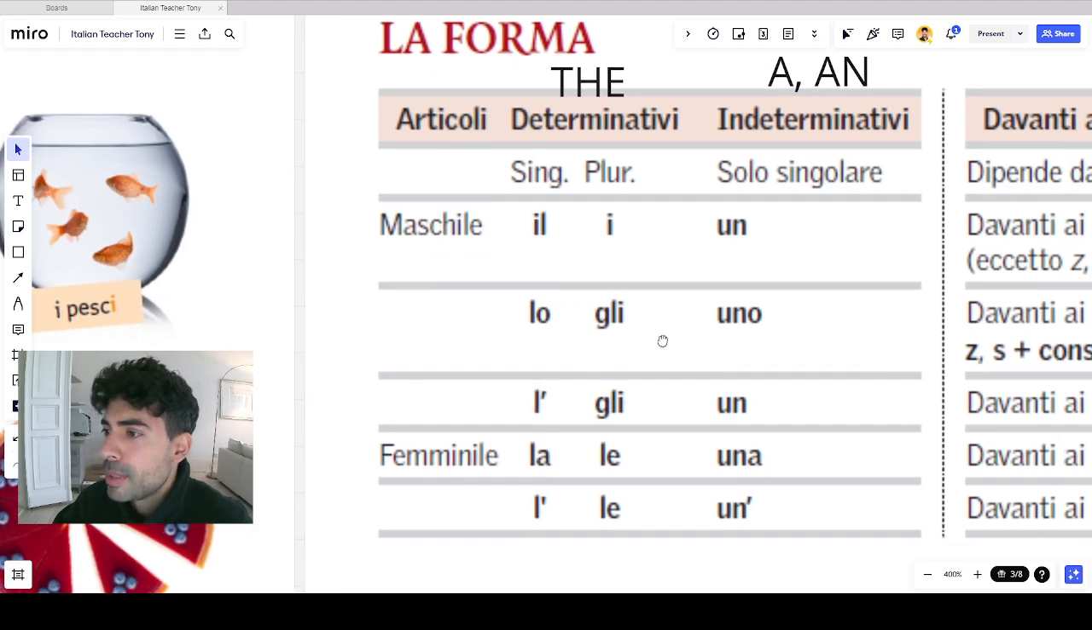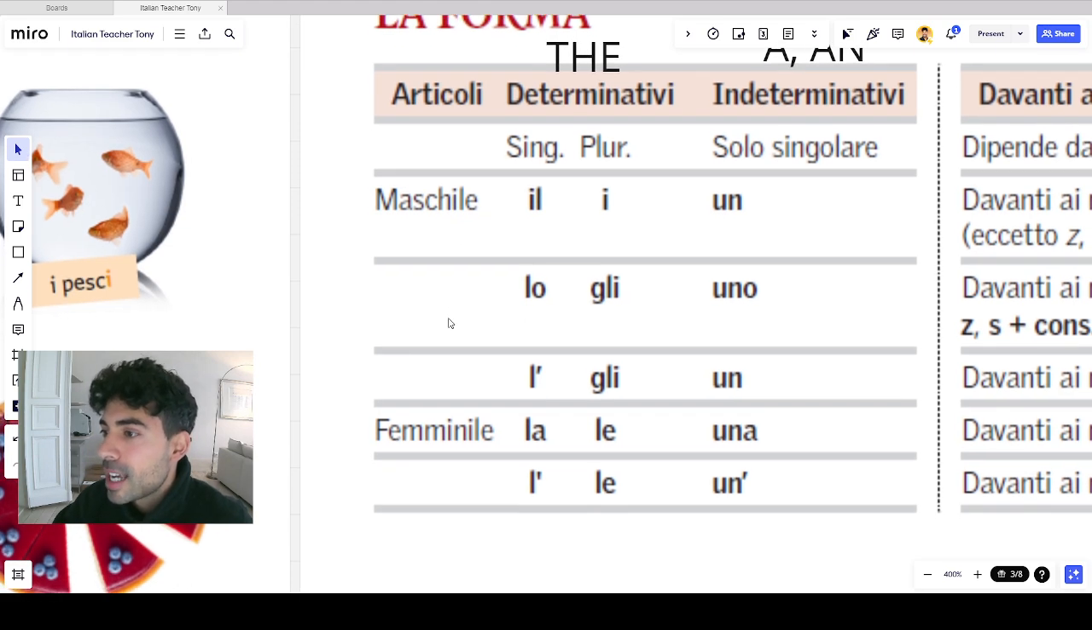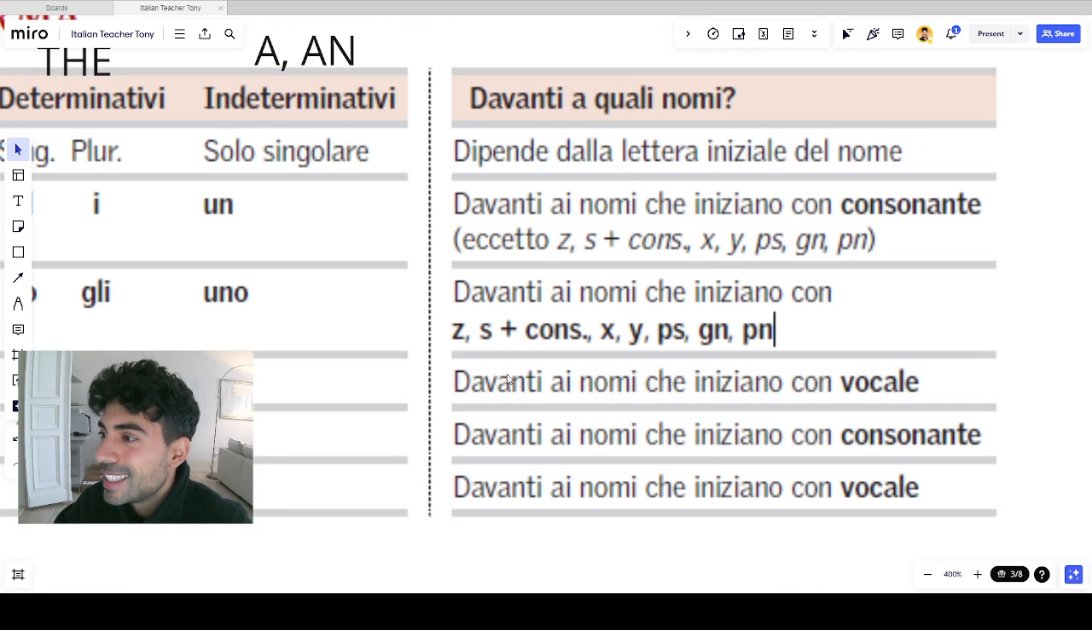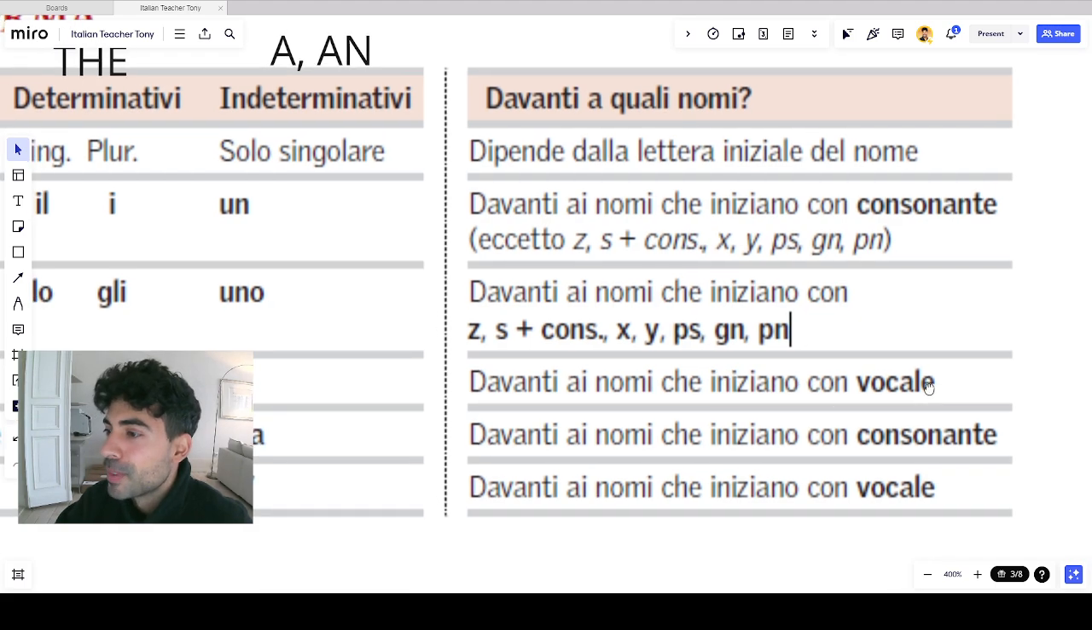The very first thing we want to be able to do is understand if we are talking about masculine or feminine. Let's say we have identified the noun and we know it's masculine singular. So, are we using il, lo, or l'? Let's start with the simplest one. L' is used davanti ai nomi che iniziano con vocale, which means in front of a noun that starts with a vowel. So if you have a masculine noun starting with a vowel, you will say l'.